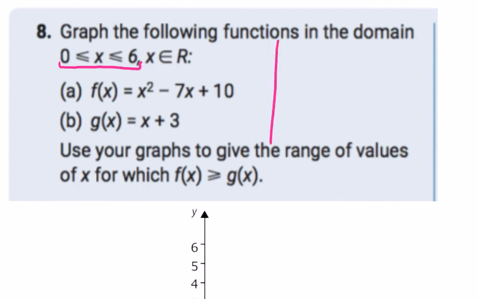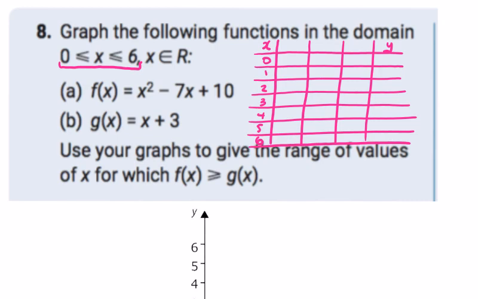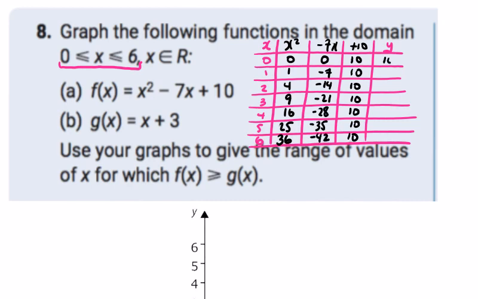Set up your table. So we want to find values for x squared minus 7x plus 10. So we're going to get 0, 1, 4, 9, 16, 25, 36. And minus 7x, we're going to get 0. We'll put our 10s in as well while we're here. So minus 7 times 1, minus 7, minus 14, minus 21. You should be able to see the pattern with these quite quickly. Minus 35 and minus 42. So 0, 10 is the first point.